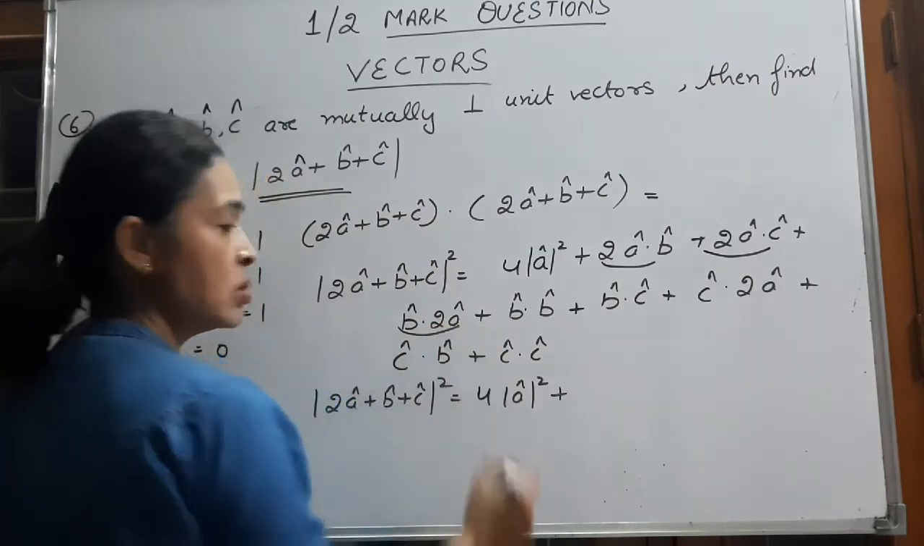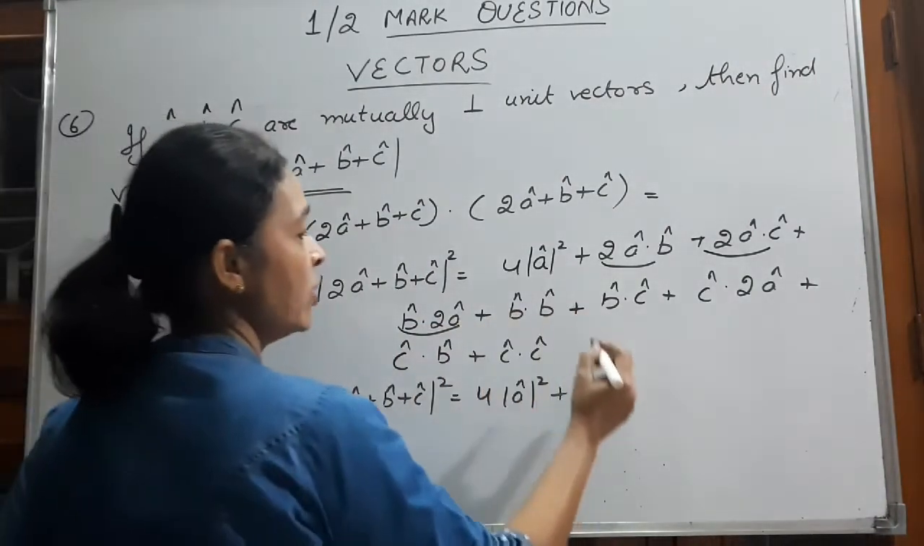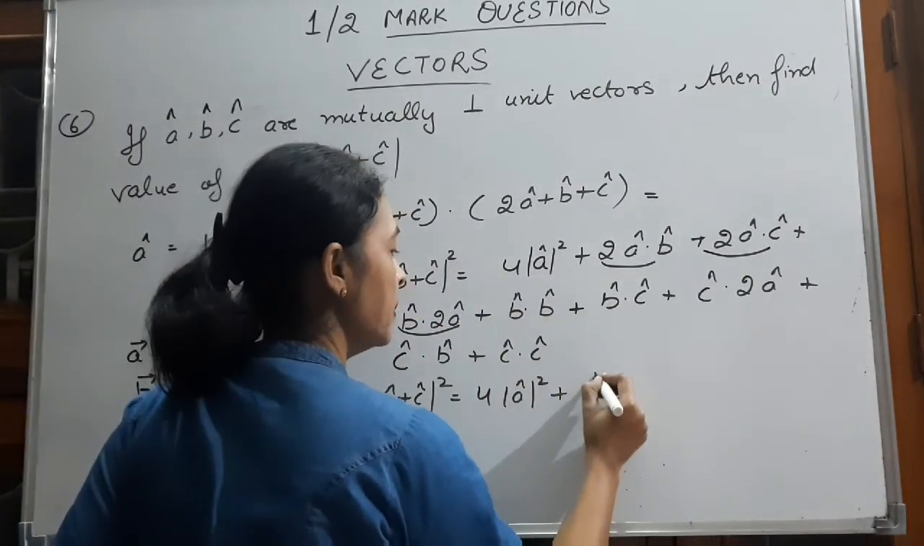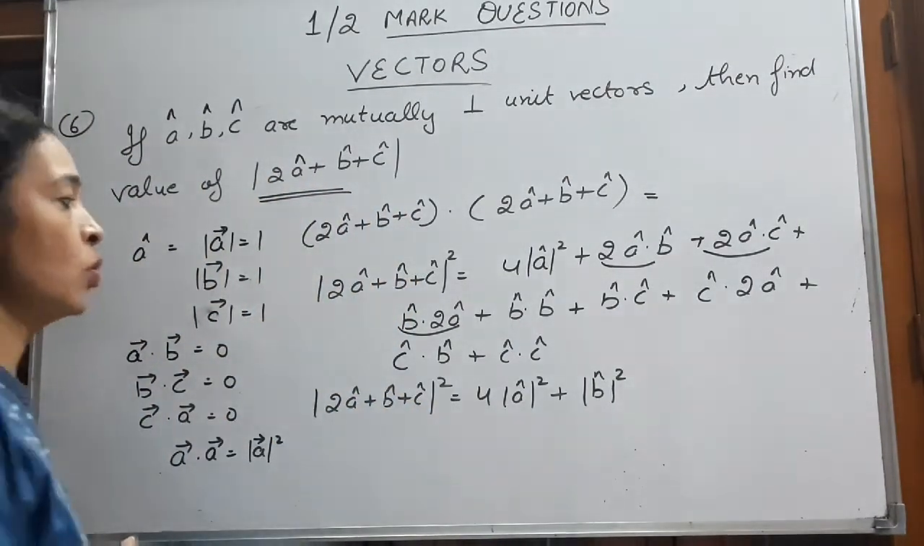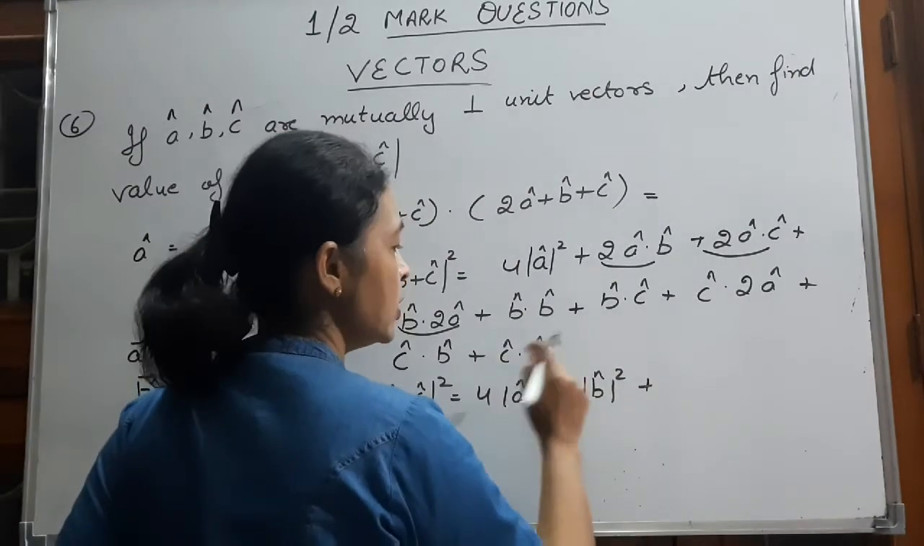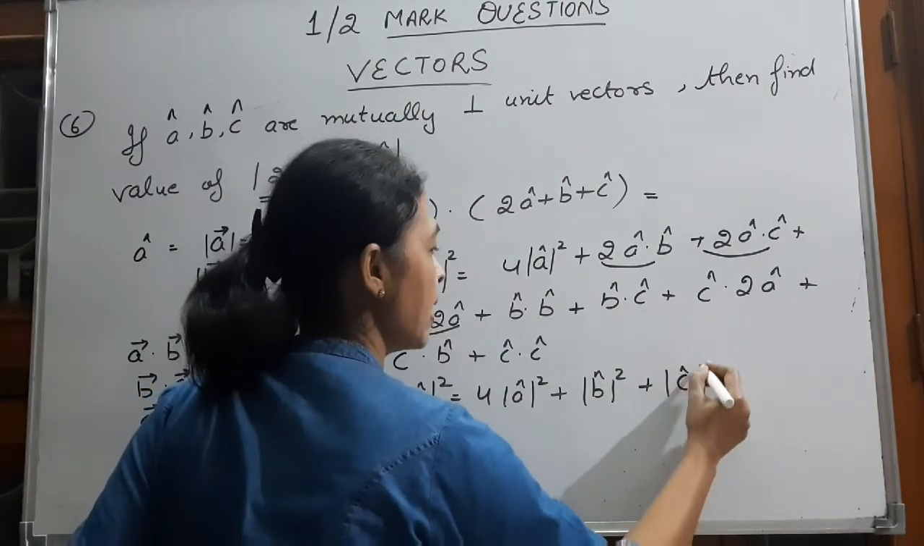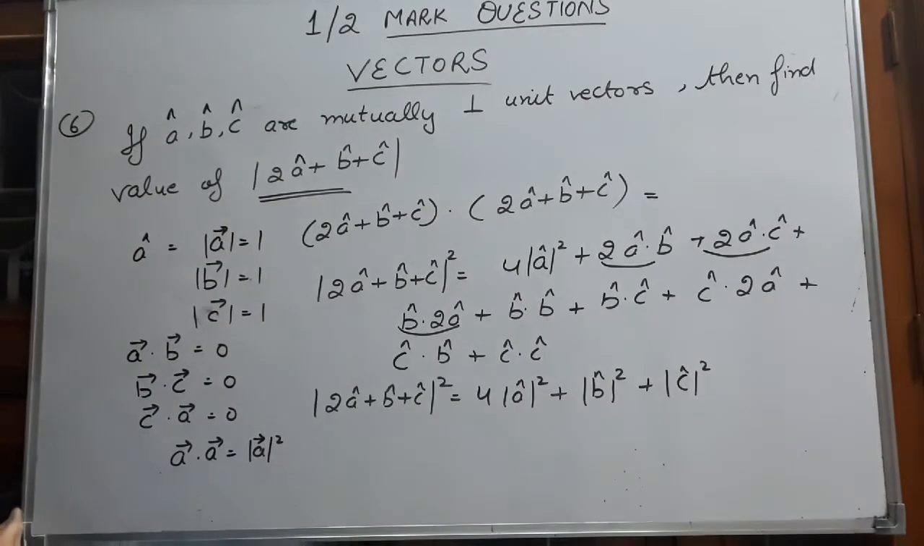This term is 0. This is also 0. B dot A is also 0. B dot B is the magnitude of B cap whole square. B dot C is 0. C dot A is 0. C dot B is 0. And C dot C is the magnitude of C cap whole square.